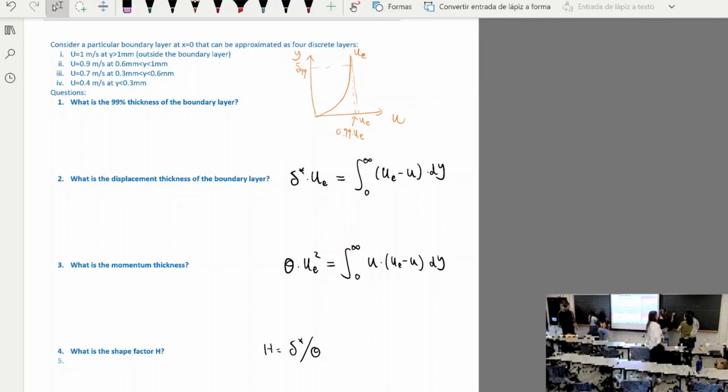What's your answer to the first question? We haven't done it yet. It's fine. Professor, can I ask a question? Go ahead. How are we supposed to think about number one if it's not a continuous function? It's just discrete. You stick to the same way: if you draw the discrete profile and trace upward at 0.99 U_e, you go upward to see where you first hit the profile.